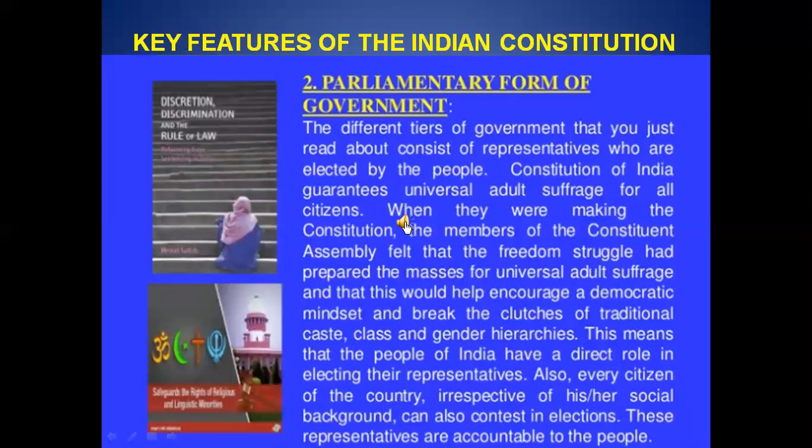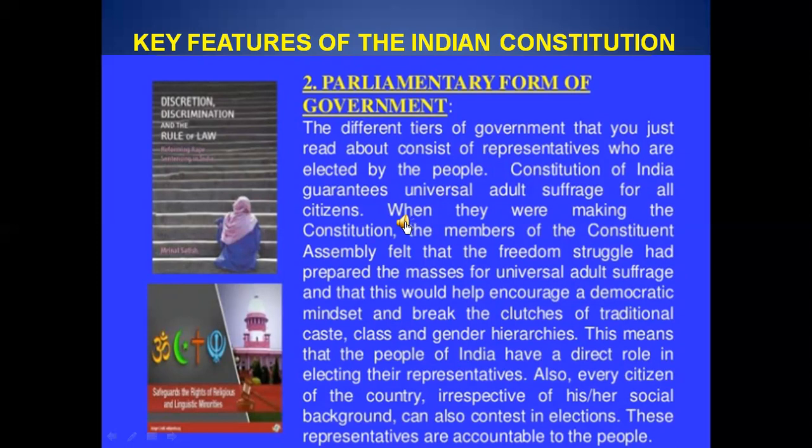Our second feature is the parliamentary form of government. The different tiers of government that you just read about consist of representatives who are elected by the people. The Constitution of India guarantees universal adult suffrage for all citizens. When they were making the Constitution, the members of the Constituent Assembly felt that the freedom struggle had prepared the masses for universal adult suffrage, and that this would help encourage a democratic mindset and break the clutches of traditional caste, class, and gender hierarchies.